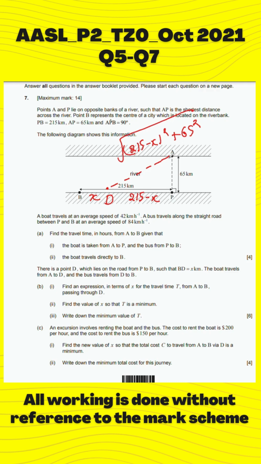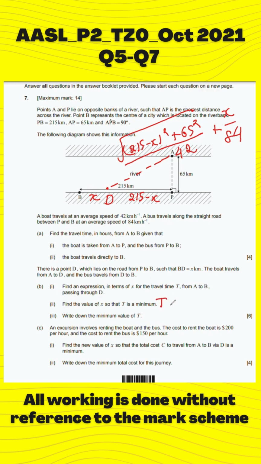So it will travel from A to D by boat. So this one will be divided by 42, plus the time taken from D to B by bus, which is x divided by 84. Next one, find the value of x so that t is minimum. So I put this function into GDC and find the location of the minimum.